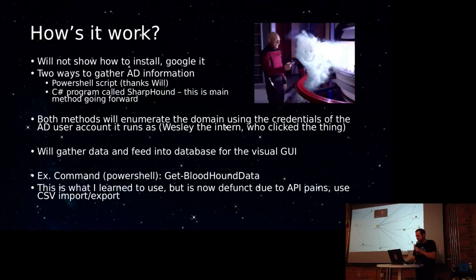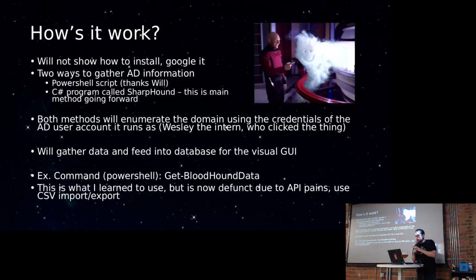Easy as that. So how does it work? I'm not going to go through it in depth on how to install it. You can Google that and figure that out for yourself. It is not hard. But when I talked about the three components, I talked about the data gathering tool. And there's really two main ways of gathering the Active Directory information. There's a PowerShell script, thanks to Will Schrader. And there's also a C# program called Sharphound.